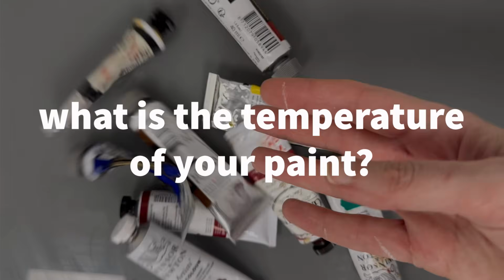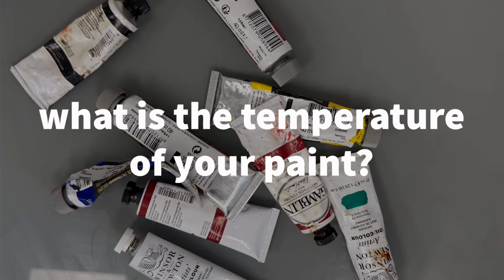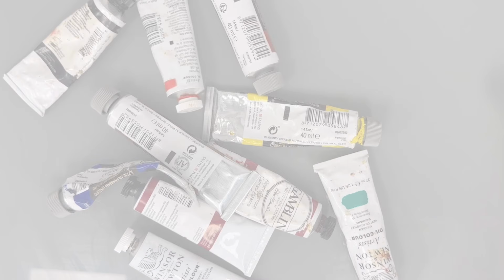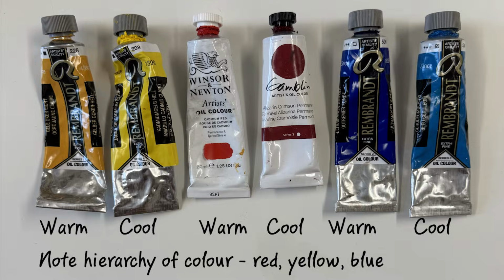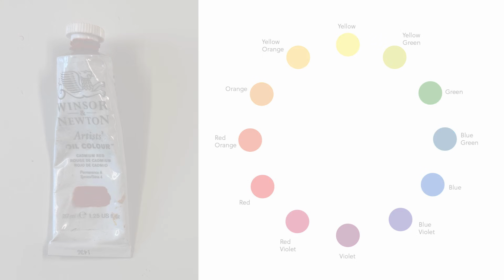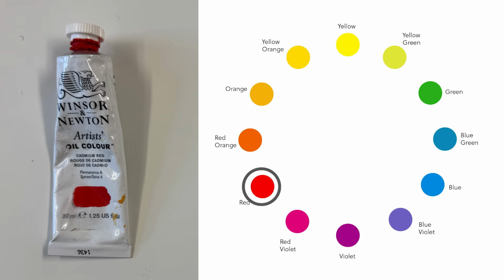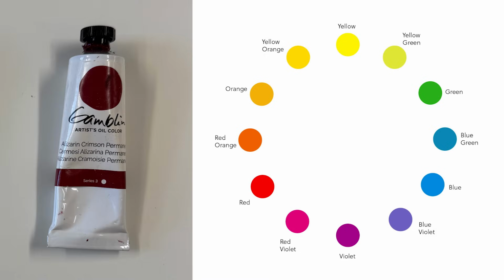Is there anything else I need to bear in mind when I'm colour mixing? Yes. You need to know the temperature of the paint you are starting with. For example, you can purchase warm and cools of every colour. Cadmium red is a warm red. It sits here on the colour wheel. Alizarin crimson is a cooler red, but it is still warm. It sits here on the colour wheel, nearer to blue.